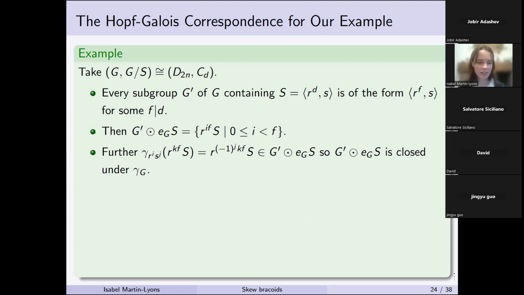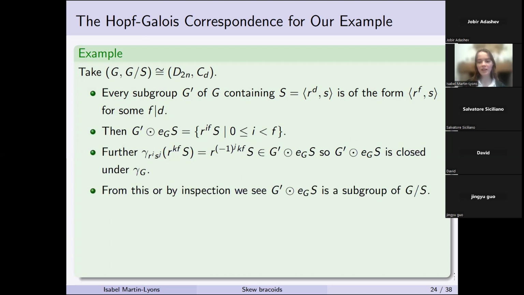Then we look at the gamma function. So gamma of r^i s^j applied to elements in our set of interest gives r to the (-1)^j k f s. And this is certainly in our set. So this is closed under the gamma function. And given this, we have a result saying this makes it a subgroup of the additive group, but you can also just see that by inspection.